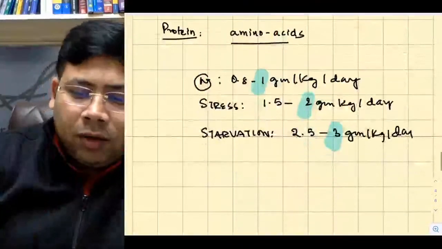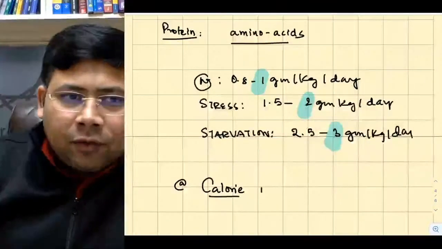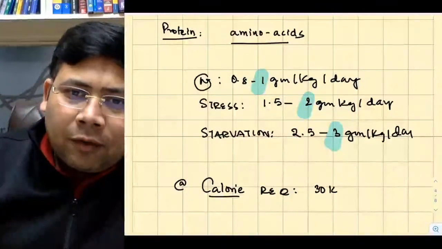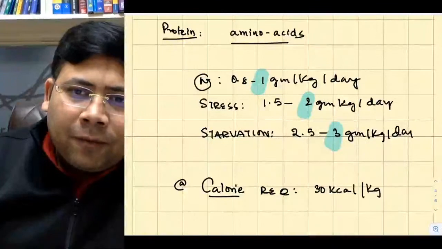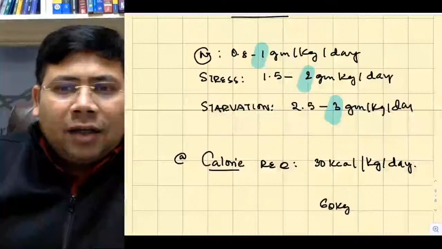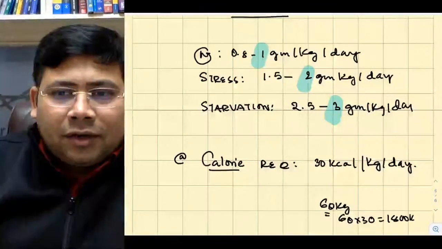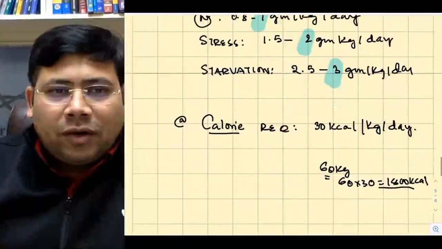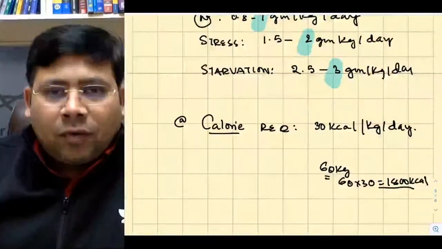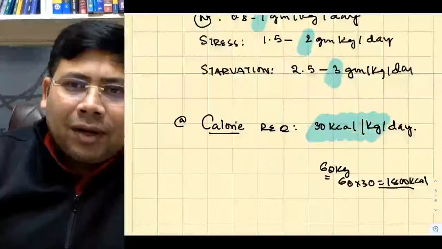If you talk about the calorie requirement, the average calorie requirement is 30 kilocalories per kg per day. Remember, this doesn't mean that if you have a 60 kg person, the calorie requirement is 60 into 30, that is 1800 kilocalories, so you will take 3 samosas and a cold drink. You will say 500, 500, 500, that is 1500, and 300 from a cold drink. I have taken a balanced diet. No, remember, 30 kilocalories per kg per day.